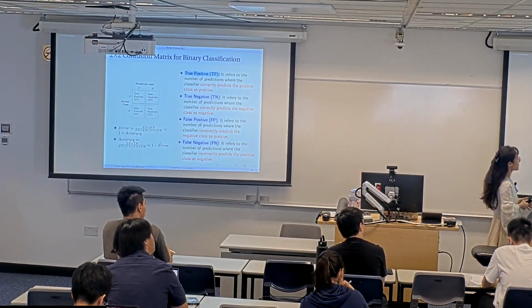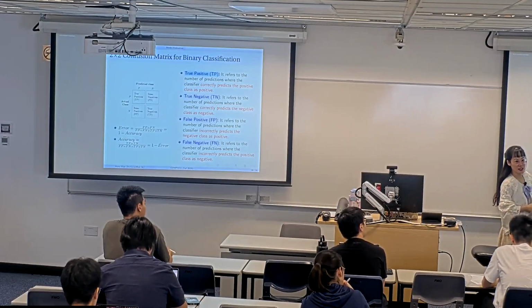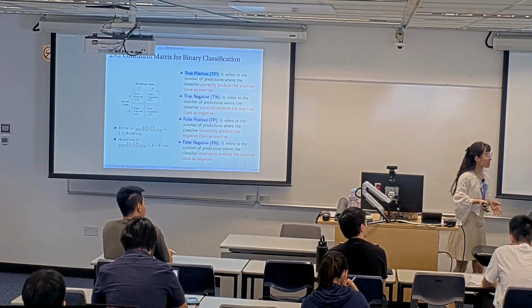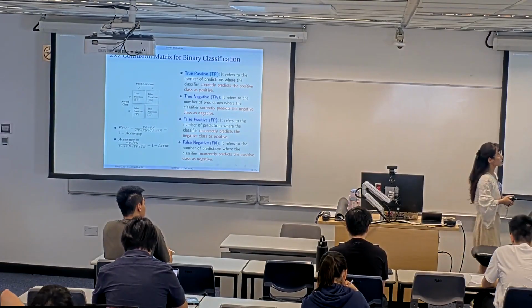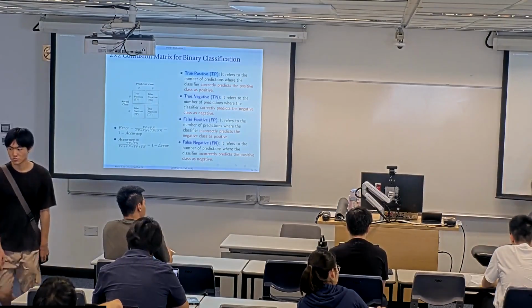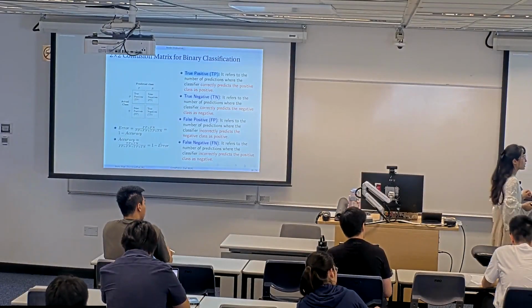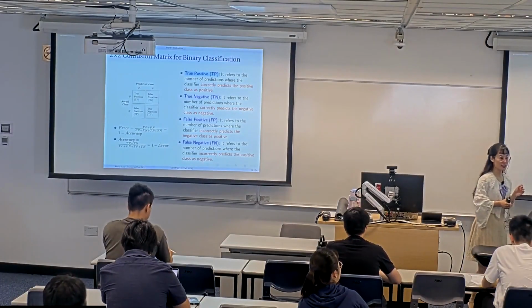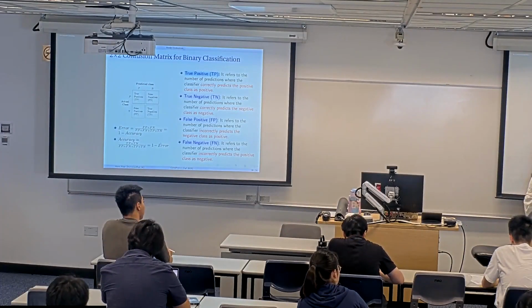Then, as you can see, off this diagonal there are some wrong predictions. It's very common, right? When we do the testing, it's very common that the model just predicts some wrong class. So the false positive, this entry, refers to the number of predictions where the classifier incorrectly predicts the negative class as positive. Because for this entry, the actual class is negative.